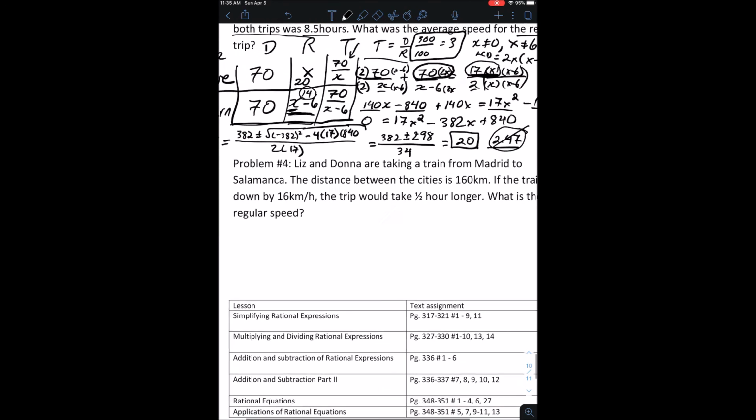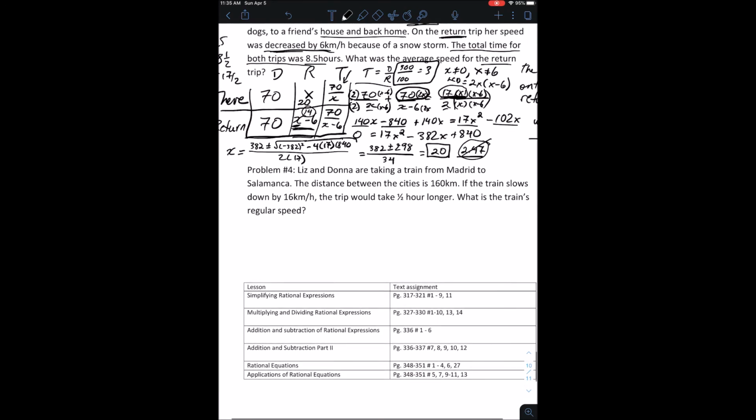All right, so here's a very similar problem. Oops, zoomed in too much. There we go. Liz and Donna are taking a train from Madrid to Salamanca. The distance between the cities is 160 kilometers. Okay, if the train slows down by 16 kilometers per hour, the trip would take half an hour longer. What is the train's regular speed? So in this case, we're going to have two scenarios. We have regular speed and we have slow speed, right? If it's slowed down by 16.